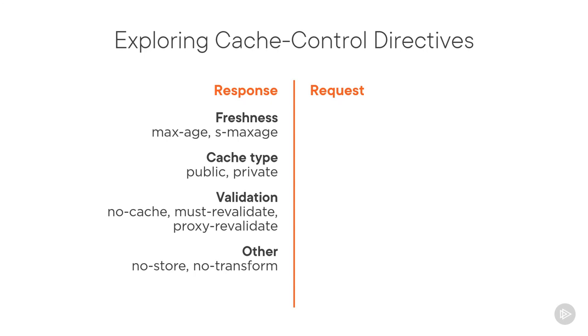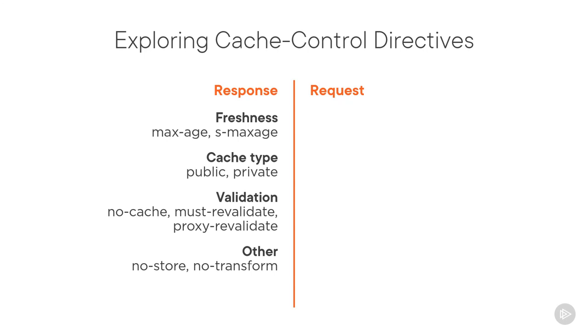Lastly, there is no store and no transform. No store is available at client level as well, and it states that the cache must not store any part of the message. It's mostly used for confidentiality reasons. No transform states that the cache shouldn't convert the media type of the response body.